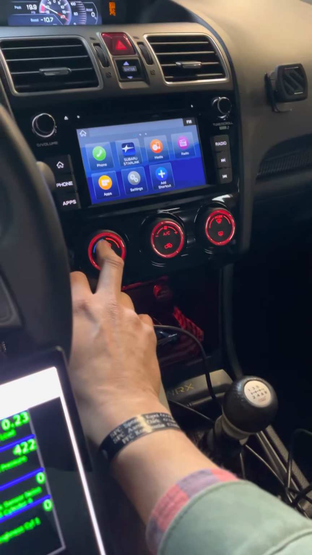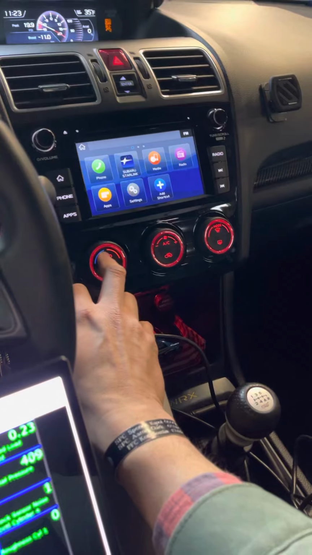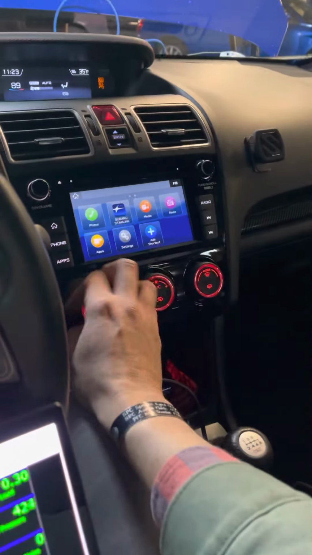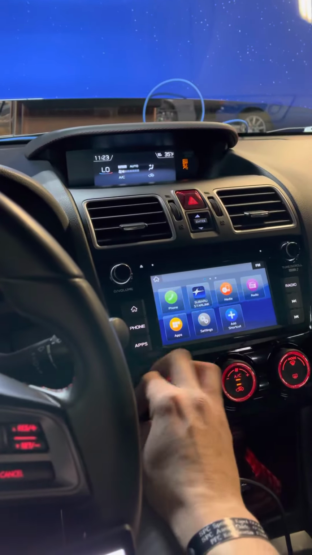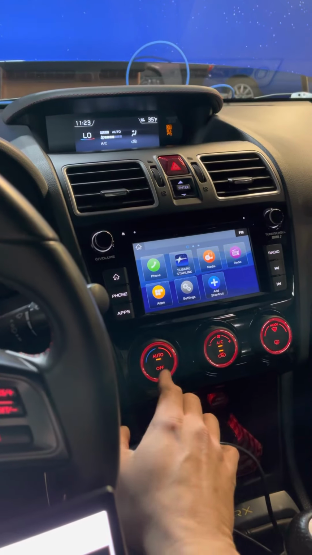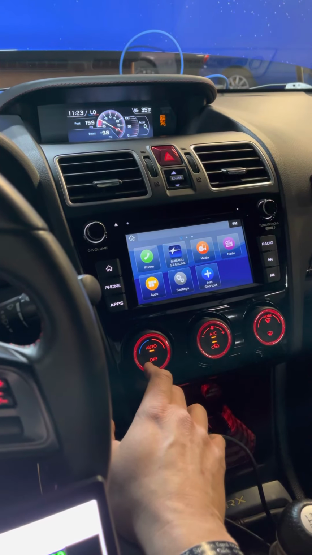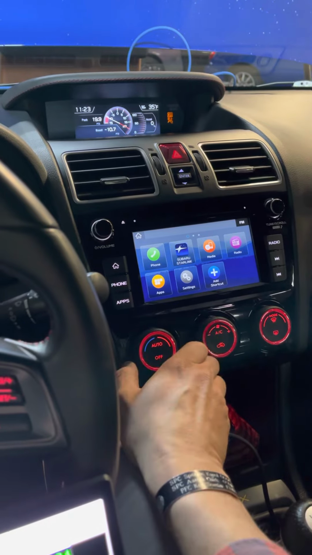So if it's cold outside, I do need to see AC load. You will turn your auto AC on and basically drop the temperature all the way to ensure the AC compressor is on and active. Once you get that log, you can shut it back off so you don't freeze to death.